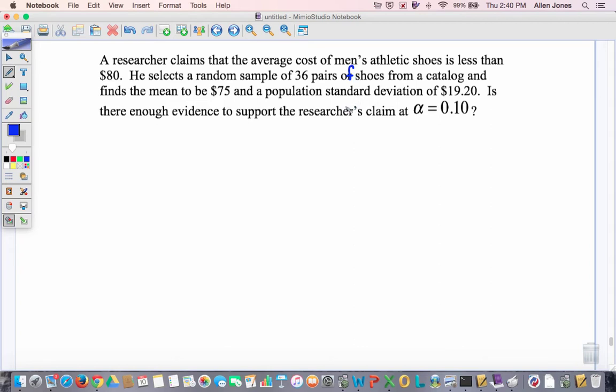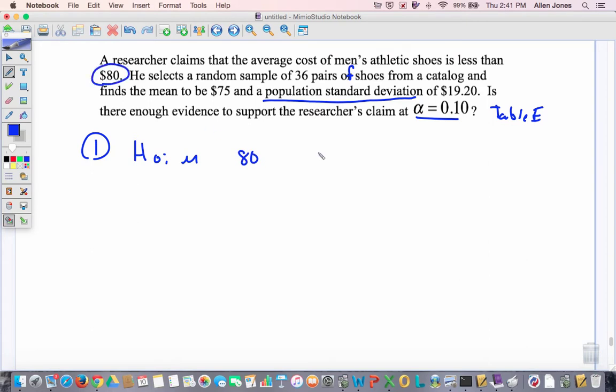A researcher claims the average cost of men's athletic shoes is less than $80. He selects a random sample of 36 pairs of shoes from a catalog and finds a mean of 75 and a population standard deviation of 19.20. So the population standard deviation tells us to use table E again. Is there enough evidence to support the researcher's claim at alpha equals 0.10?